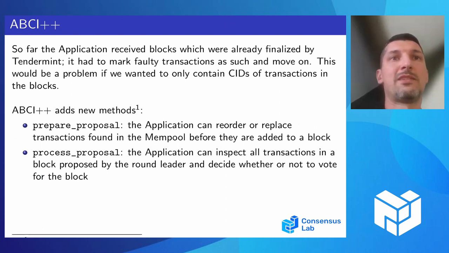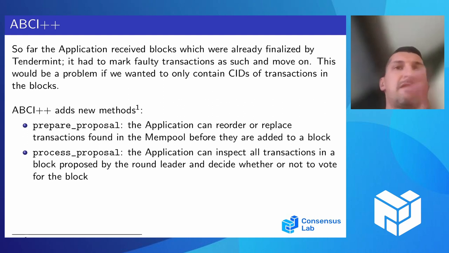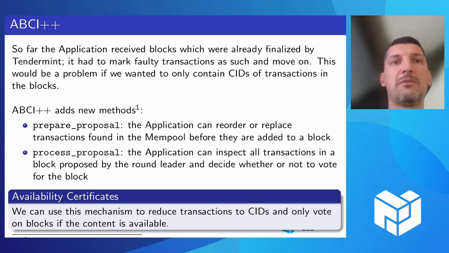So there is an evolving standard, this thing ABCI++, which at the moment adds two very important methods which allow us to inspect the transactions that are going to be in the next block and inspect them again before we cast a vote on this block, which are going to be very useful functions for us to move into replacing full-blown messages with CIDs, because CIDs are not immediately available. Like the previous fantastic presentation showed, you can have a CID, but you have to be able to look it up somewhere, and it's not something you can just trust.